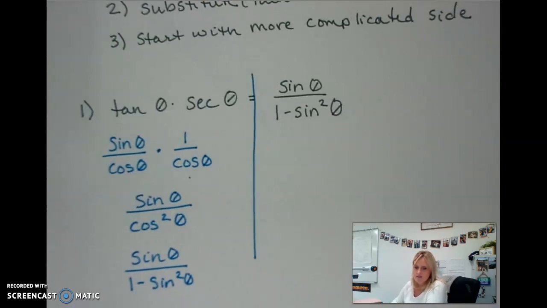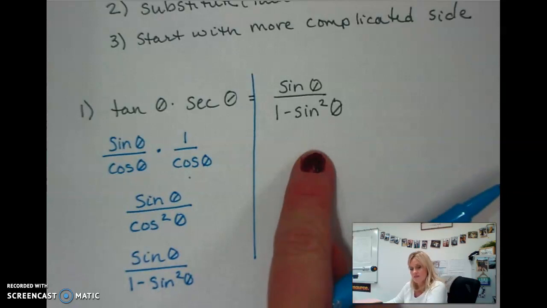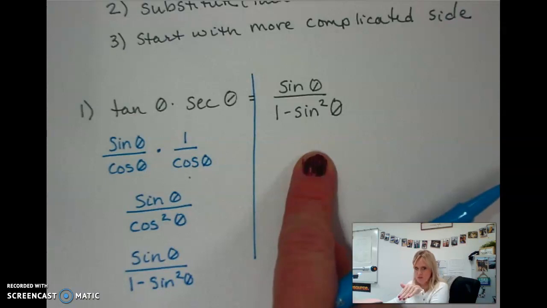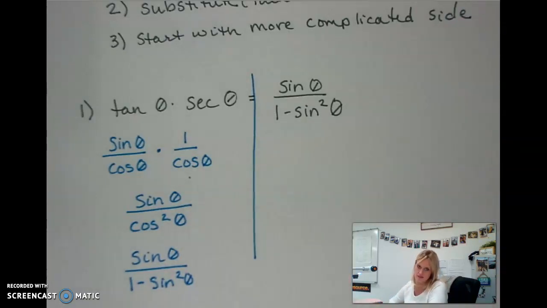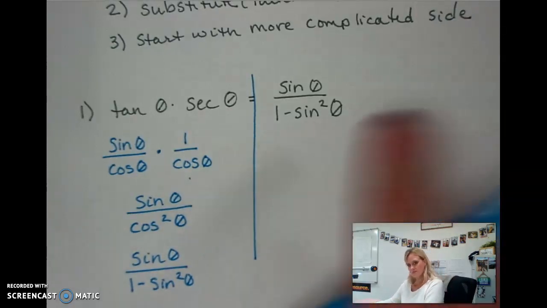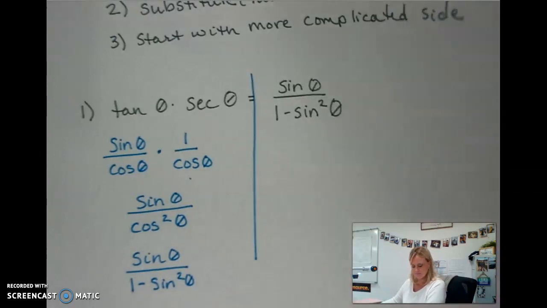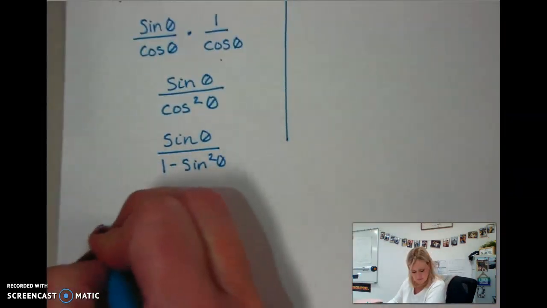Now, notice, did I touch this side at all? No. So you can only pick one side to prove. Do not undo both sides at the same time. So once you pick a side, stick to that side, but use it as a guideline. Okay? Let's try another one.